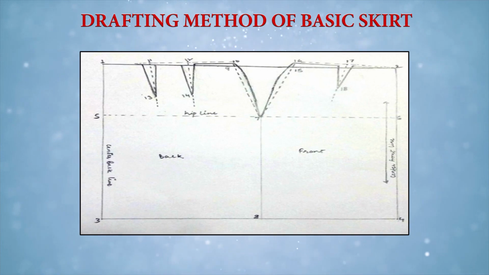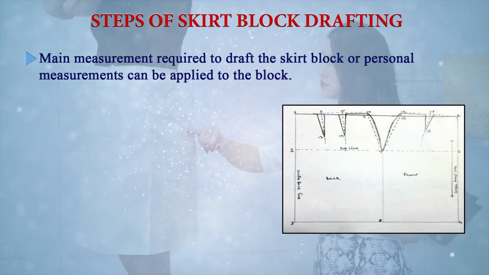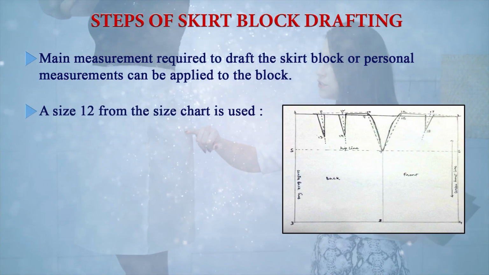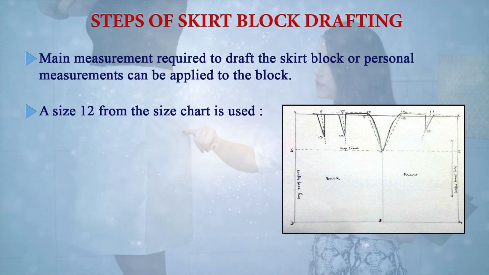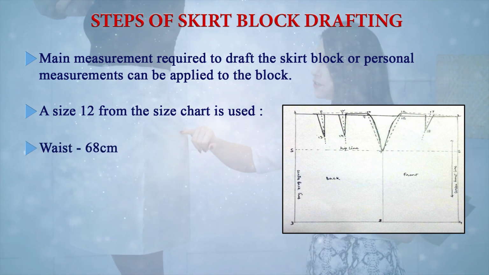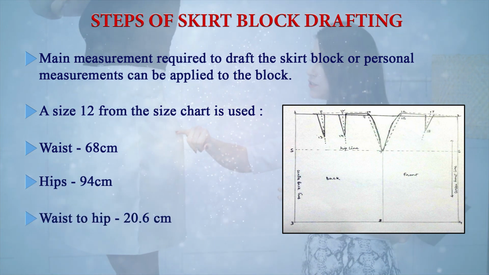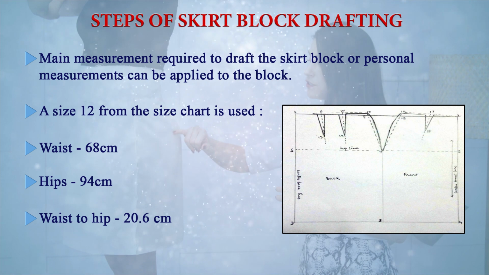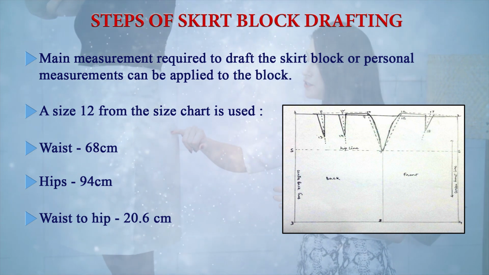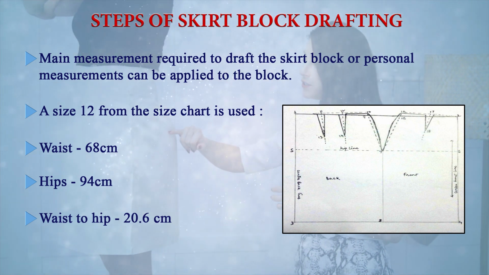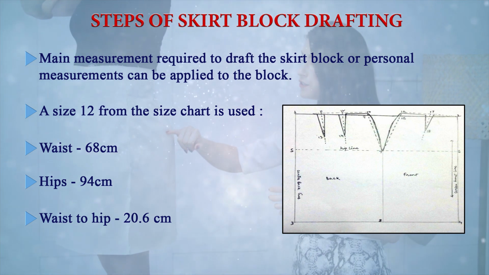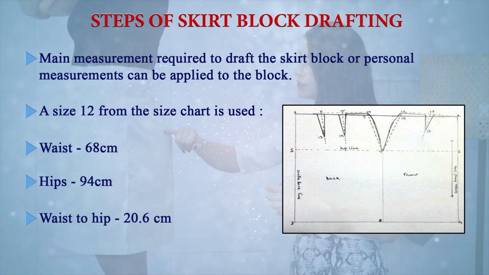Then comes the method of drafting the basic skirt block. For the skirt block also we have standard measurements we can use. We can use a standard size 12, with a waist measurement of 68 centimeter, hip 94 centimeter, and waist to hip. So this is how we use the steps one by one and create the basic skirt pattern. This is how your first draft of the pattern will look.